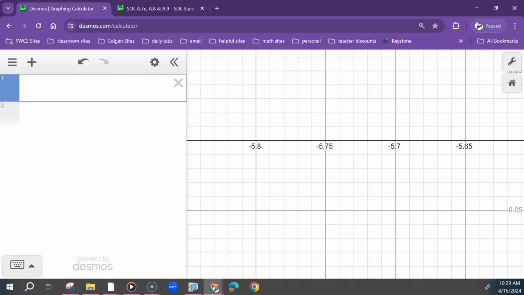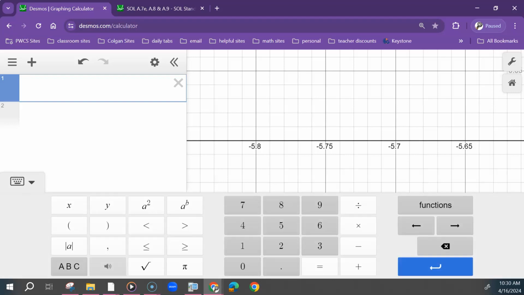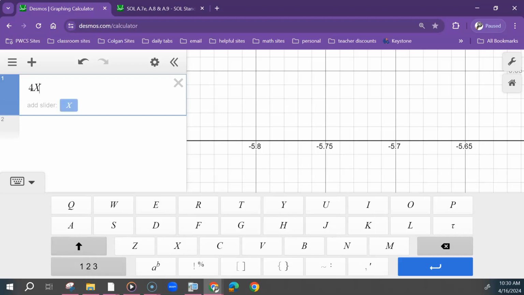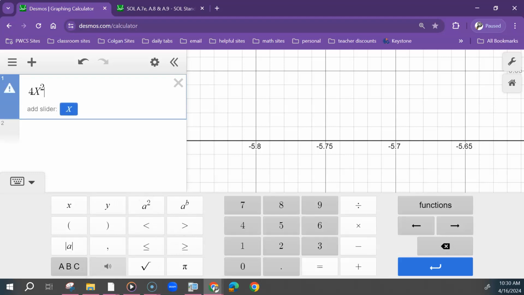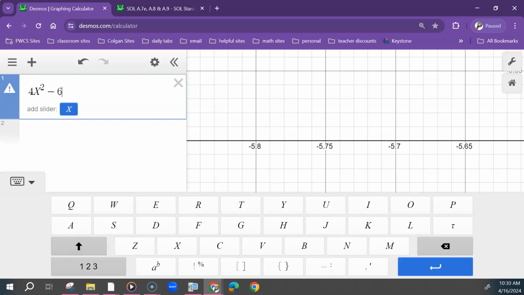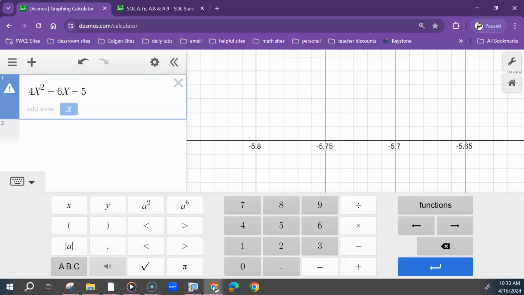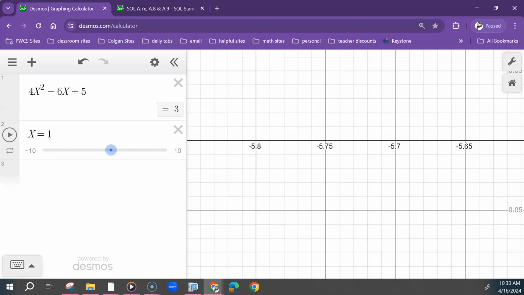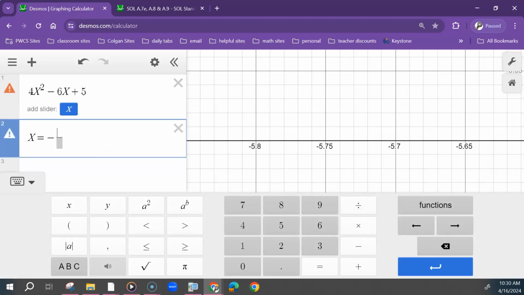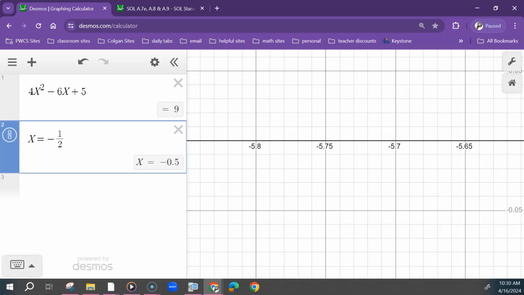So for number 2, you can do that one of 3 ways. Use parentheses, add in a different variable, or make your x's capital, so I'll do that. Add in the slider, and then change this to -100. And our answer is -1/2.